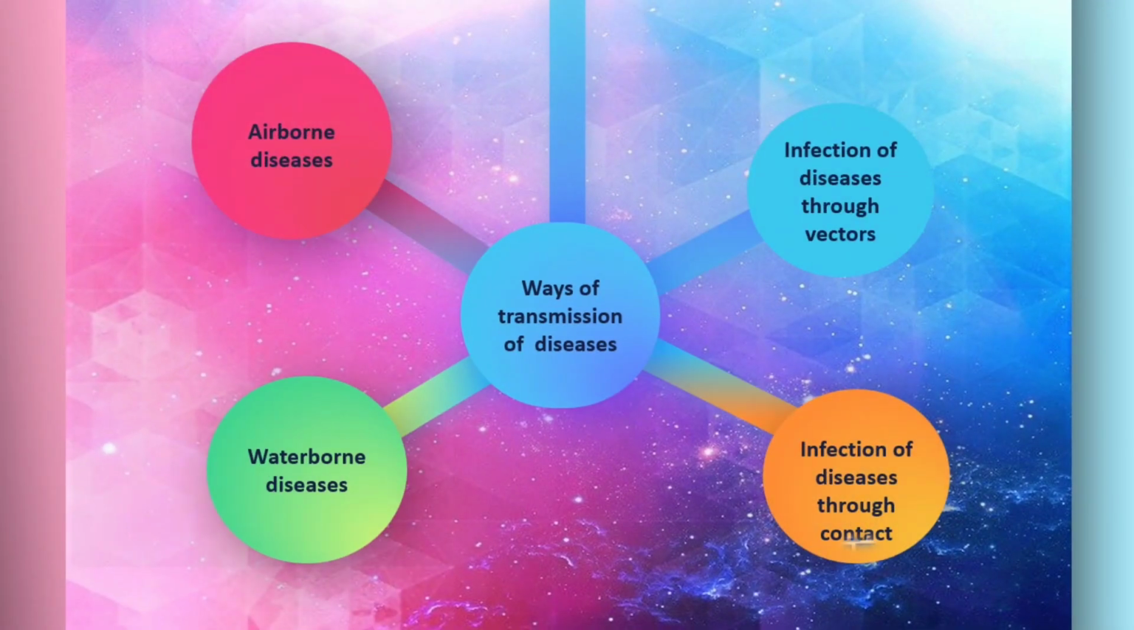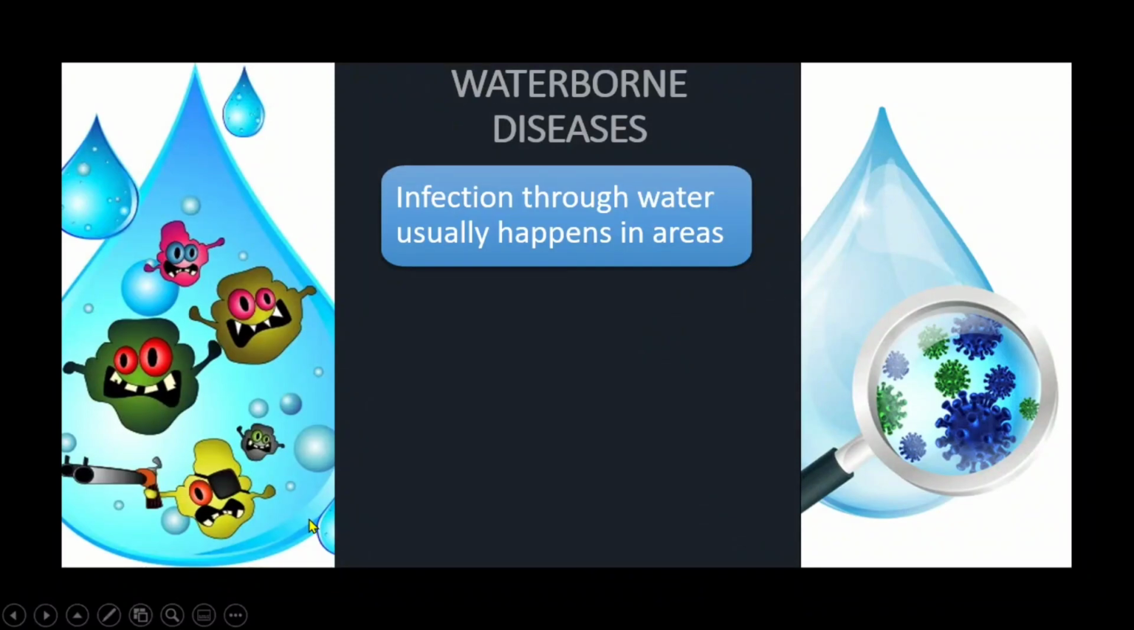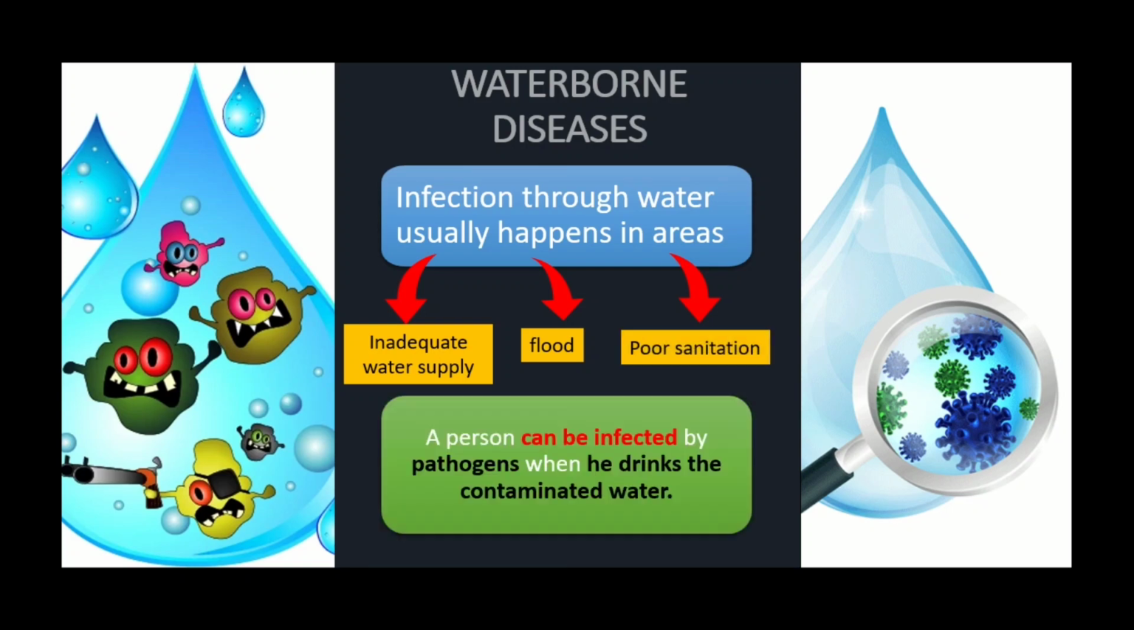Okay, so without further delay, let's continue to the second way of transmission, which occurs through waterborne diseases. The infection through water usually happens in areas with inadequate water supply, kalau air yang tidak mencukupi, and poor sanitation, and also during floods. These are the causes of infection through water. So, what we have to do is avoid drinking or using contaminated water, because a person can be infected by the pathogen when he drinks contaminated water, iaitu air yang telah dicemari.